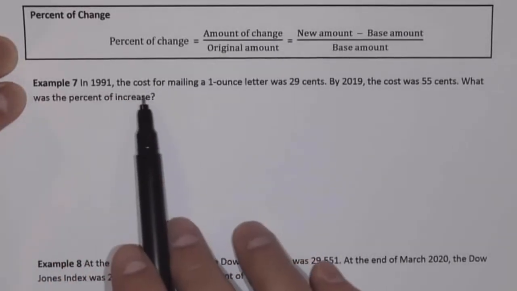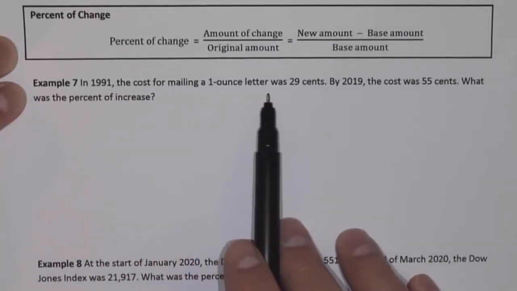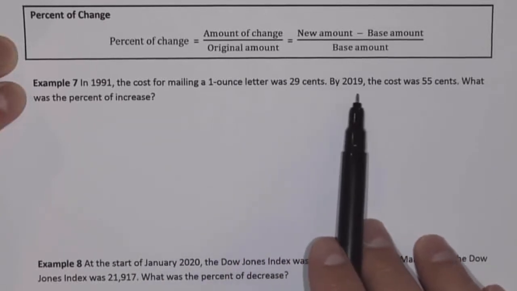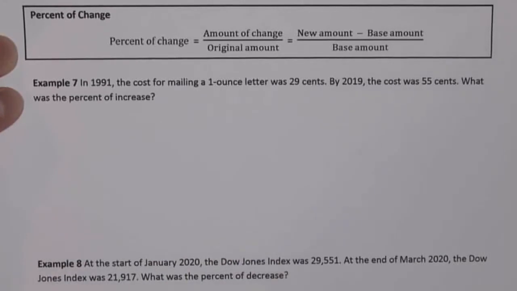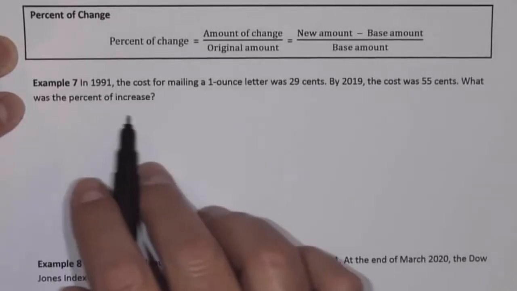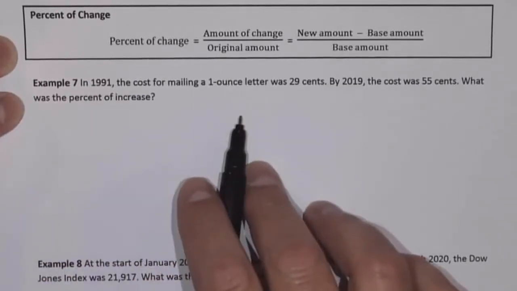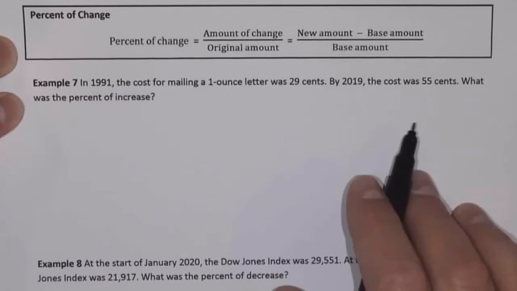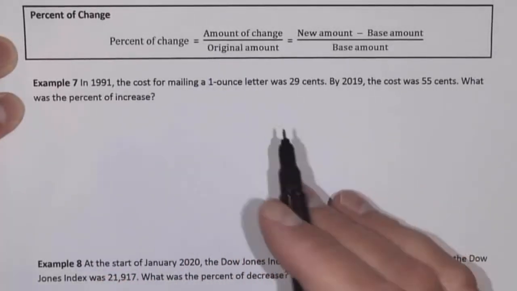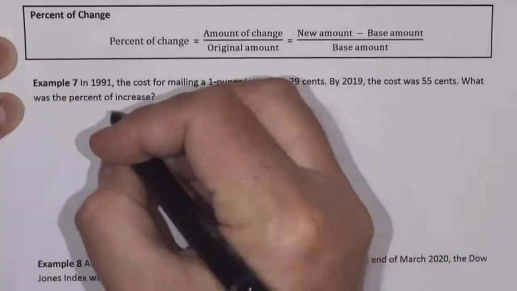In 1991, the cost of mailing a 1-ounce letter was 29 cents. By 2019, the cost was 55 cents. What was the percent of increase? Well, to find this percent of increase, again, that's a percent of change, we're going to find the amount of increase, or the amount of change, and we're going to divide that by the original amount, the base amount.